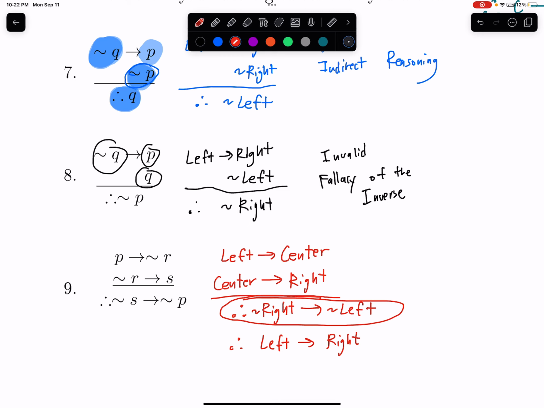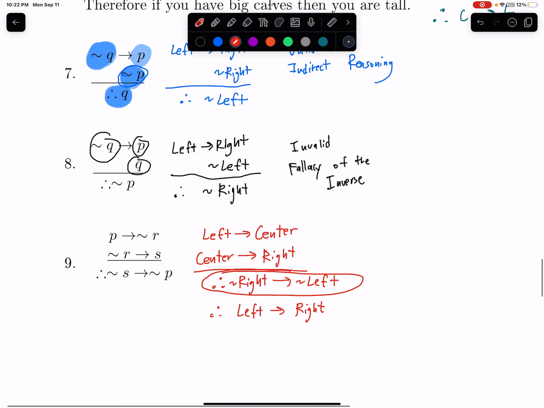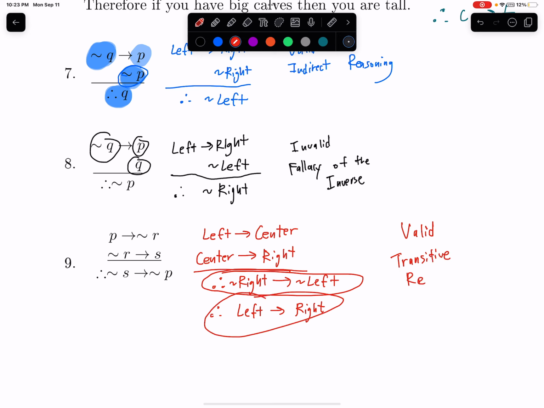So that pattern, that's actually a valid argument. That's the transitive reasoning pattern. Or one of the transitive reasoning patterns. There's 2 possible conclusions I could make and still be transitive reasoning.